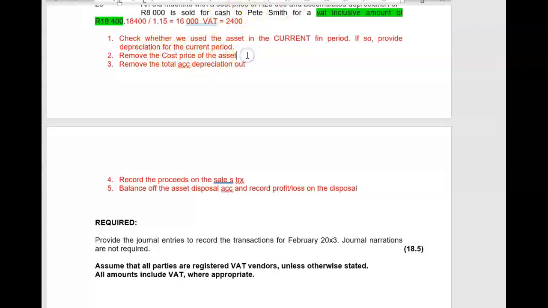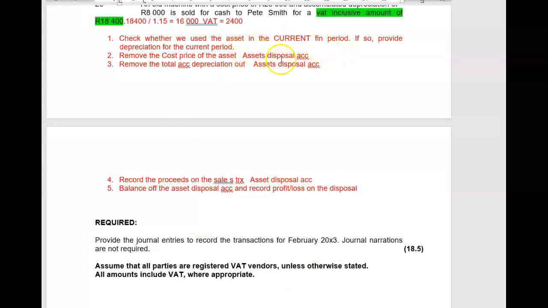Remove the cost price of the asset. Now here you're going to use an asset disposal or asset realization account. Remove the total accumulated depreciation out, again, asset disposal or realization account. Record the proceeds, again, in the asset disposal or asset realization account. And balance the asset disposal account and record the profit or loss on the disposal.